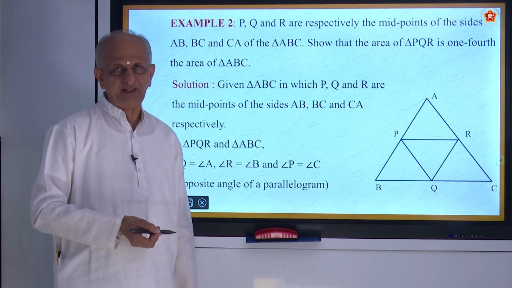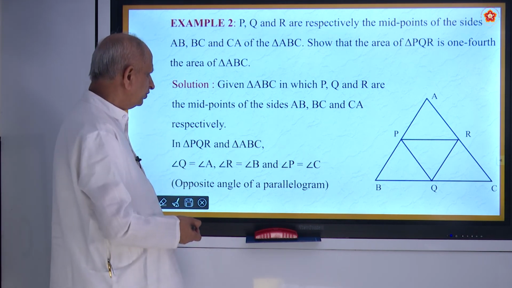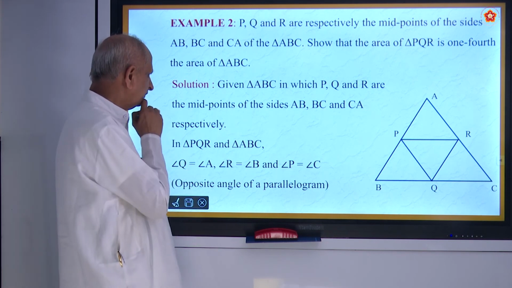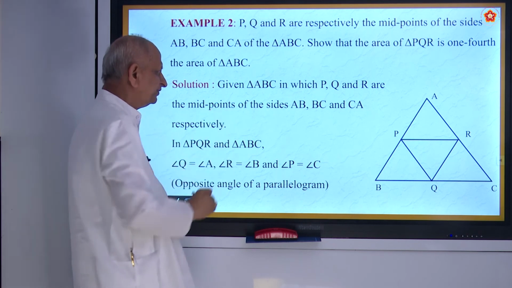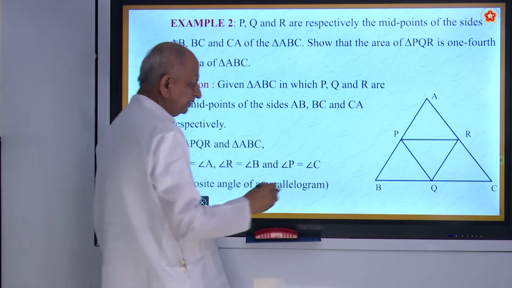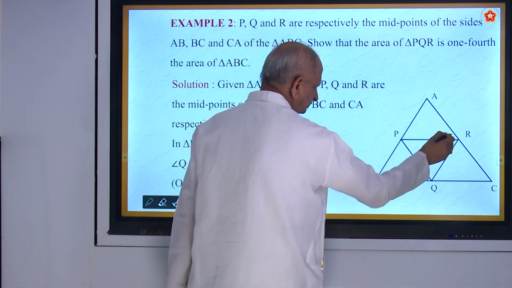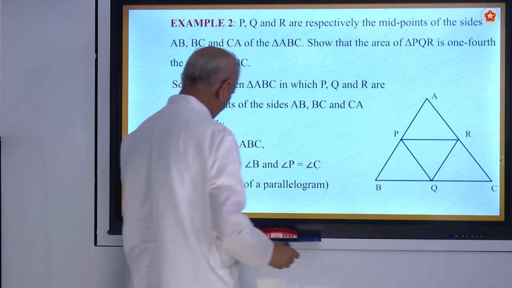1/4 the area of triangle ABC. So, you are given triangle ABC in which P, Q, R are the midpoints of the sides AB, BC, CA. So, this is a midpoint. This is a midpoint, this is a midpoint. You are given.